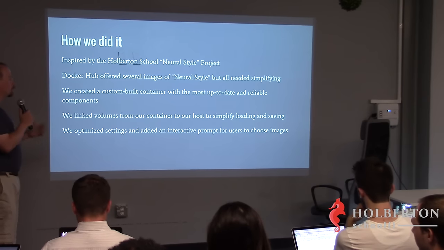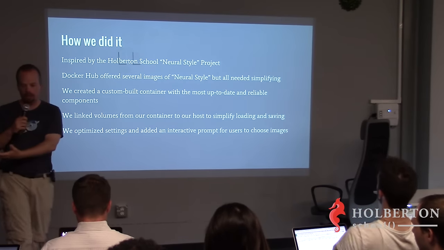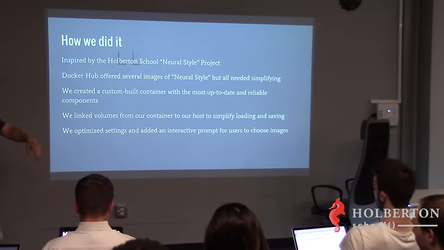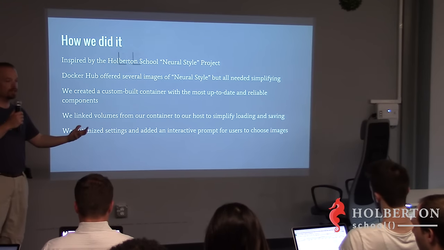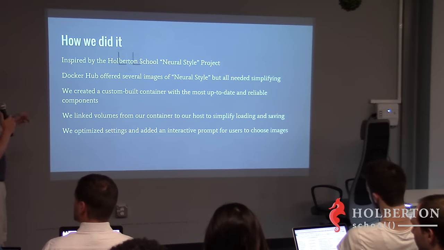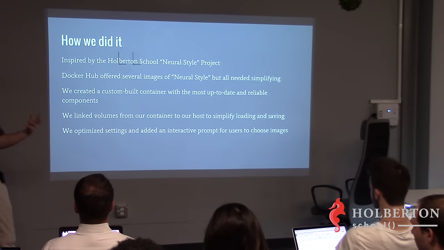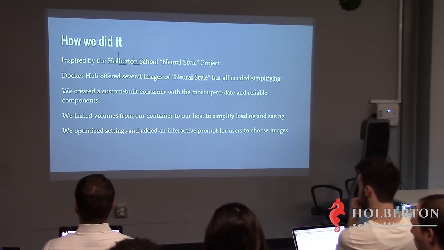So what did we bring to the table that's different? We used the volumes process to link folders inside our container with folders outside our container on our host machine. That lets people manage the photos they want to load into the system, as well as the output, very efficiently. They don't have to figure out how to move things in and out of the container. We handled that for them. The other thing we did, we optimized the settings. They're a little different when we see the demo, but we optimized the settings for good pictures without too much time on the processor.